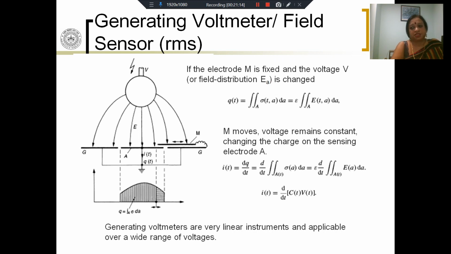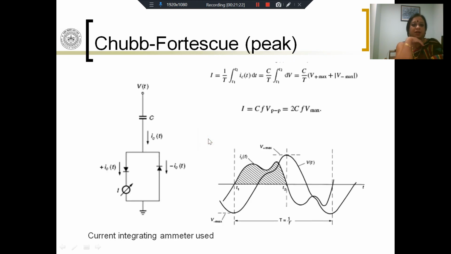Generating voltmeters are preferred because they are linear instruments and they can be applied over a large range of voltages. Next, we come to the Chaff-Fortescue method. This is a method for measurement of peak voltages. We've already talked about measurement of peak voltages using sphere-sphere electrodes. There are other techniques for measuring peak voltages also, but let us discuss the Chaff-Fortescue method.